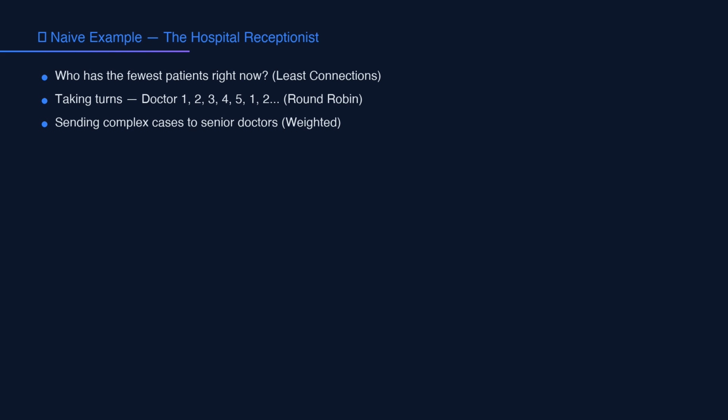To make this work, our receptionist needs a solid strategy, like looking around to see which doctor has the fewest patients waiting and sending the next person there. Or they could keep it super simple and just take turns, sending patient 1 to Dr. A, patient 2 to Dr. B, and so on, in a continuous loop. But if a really complex case comes in, they will likely route them to a senior specialist with more experience. In the tech world, these are the exact same strategies we use for load balancing, which we call least connections, round robin, and weighted routing.